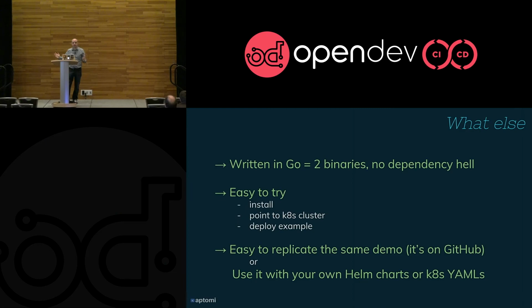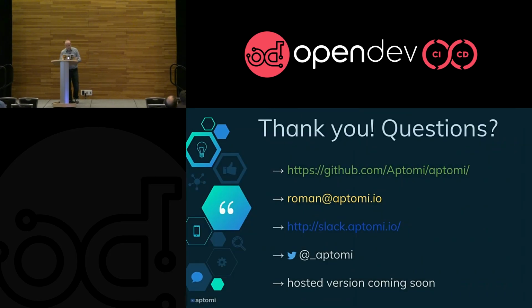You just go to our GitHub. You can replicate exactly the same example that I just showed. There are step-by-step instructions on how to do this, whether you want to run on GKE, on Azure, or on Minikube. You point us to those clusters, then you deploy that example. Super easy to replicate. Or if you want to get started with your own Helm charts and build your own services, this should be doable as well.